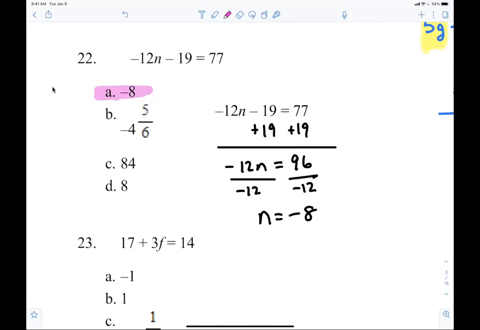I need to fix 22. That 5, 6, I don't know what that's doing. I'm going to fix that though later.